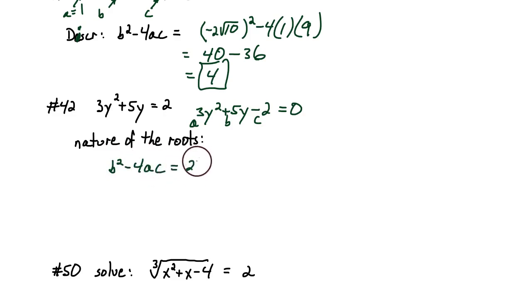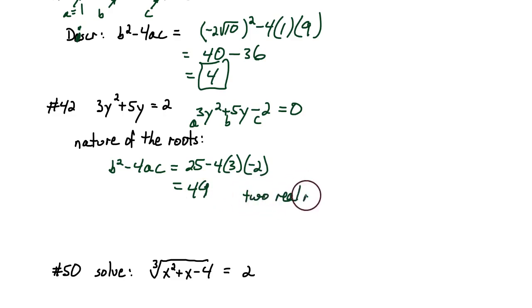B squared would be 25. A is the 3, C is the negative 2. What's this make? This is positive 49. Because the discriminant is positive, there are 2 real roots. One of the roots would be a positive number, the other root would be a negative number.